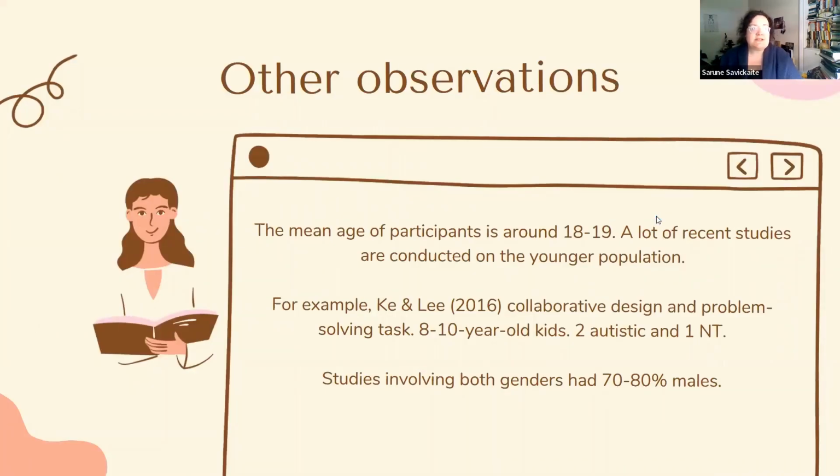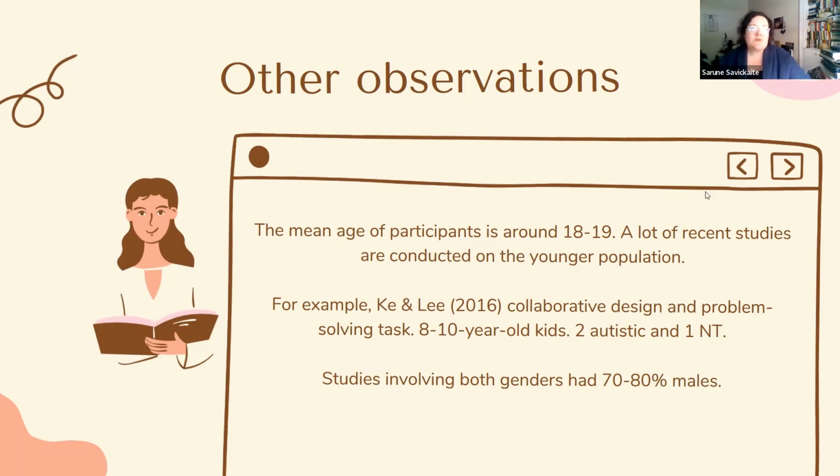Some other observations is that the mean age of participants is around 18 to 19. Again, over the past few months, I'm sure there's even more literature that came out. And there's quite a lot of research being conducted on younger populations. And throughout our conference, we also noticed that quite a few talks will be on work with children and young adults, which is perhaps just a trend that we've noticed, but it will be interesting to see what our speakers have to add and why it's important.